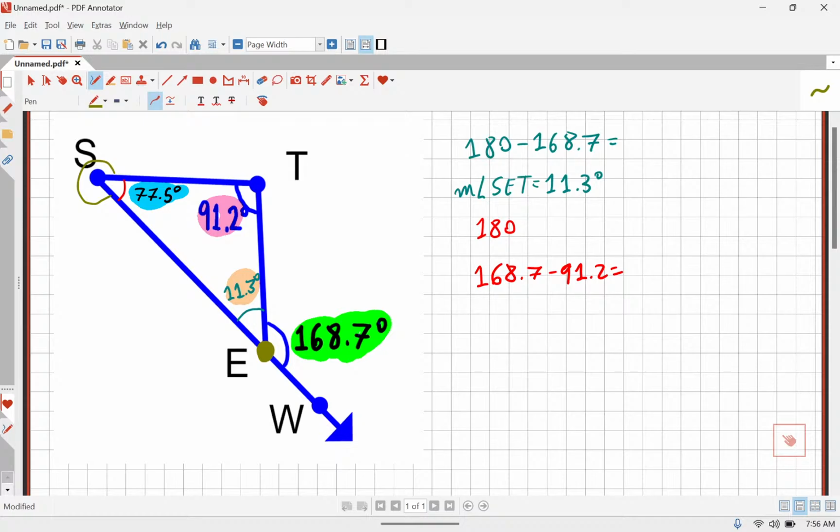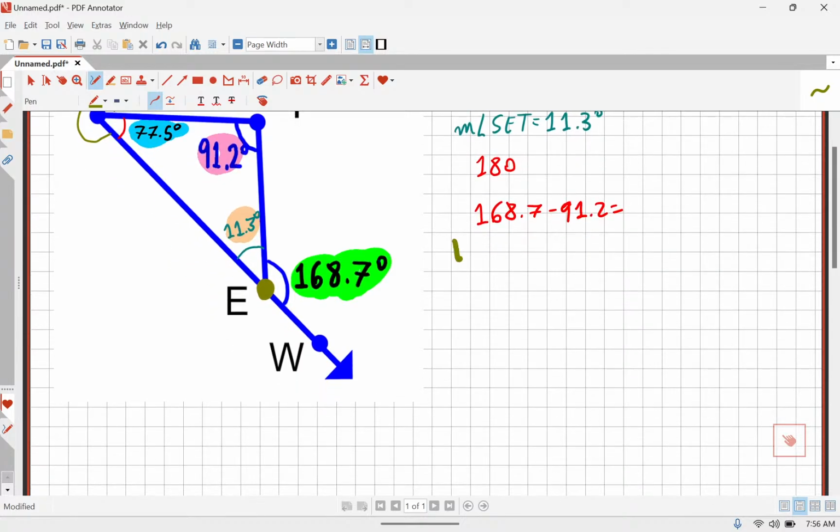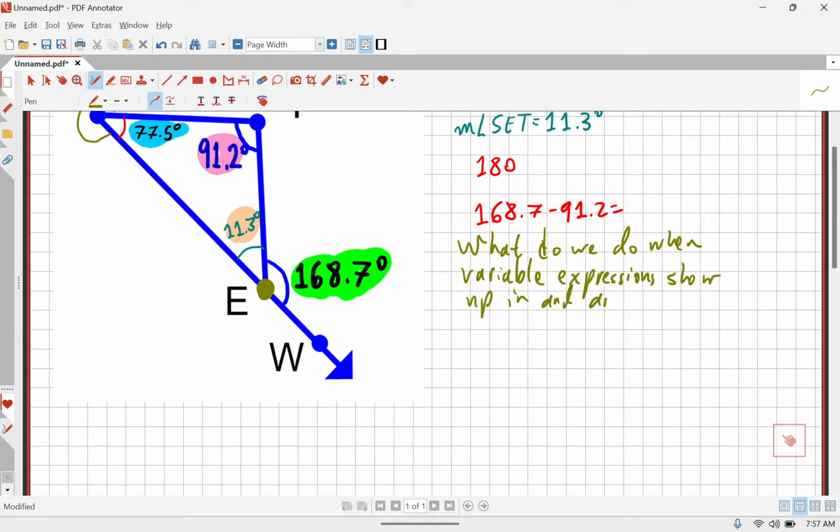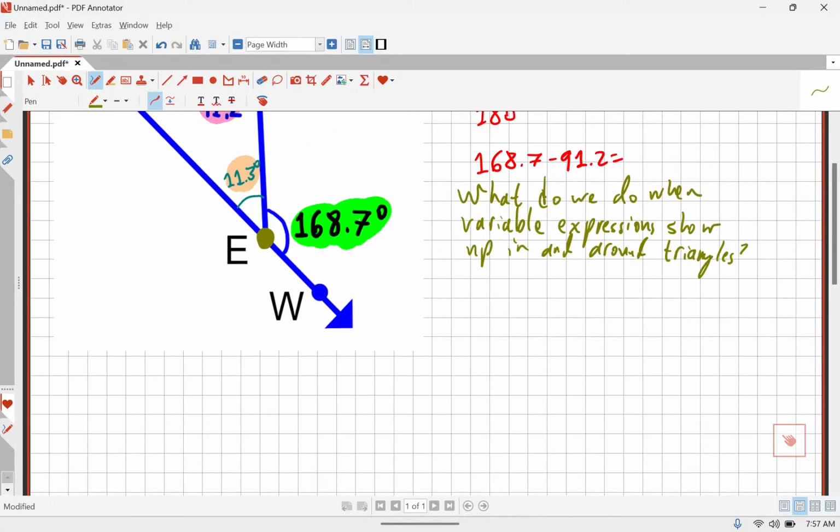All right, let's see here. Sasha, what's our first essential question today? Yeah, let's write that down. What do we do when variable expressions show up in and around triangles? Okay, that's right. But we have to use a little bit of finesse sometimes.